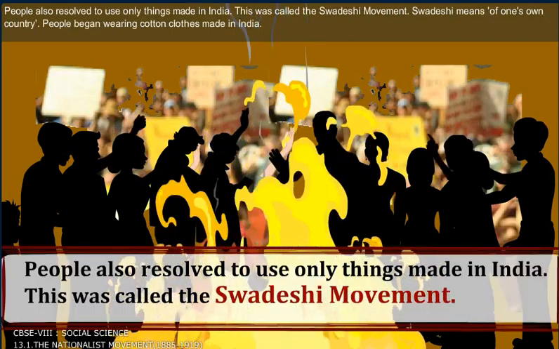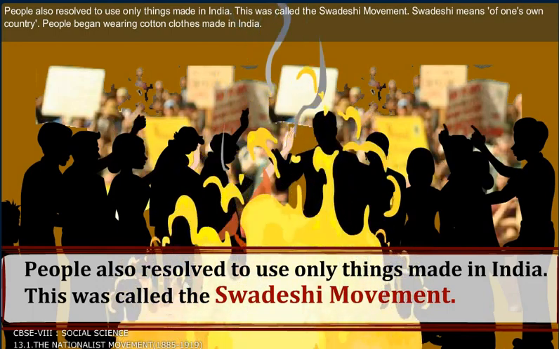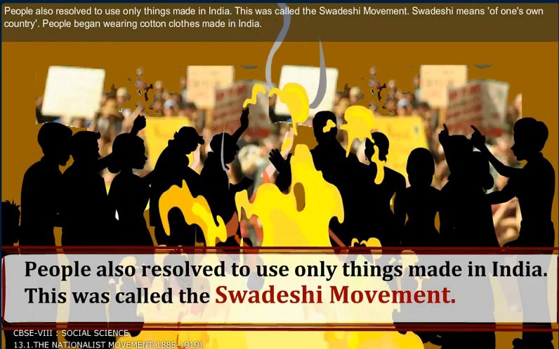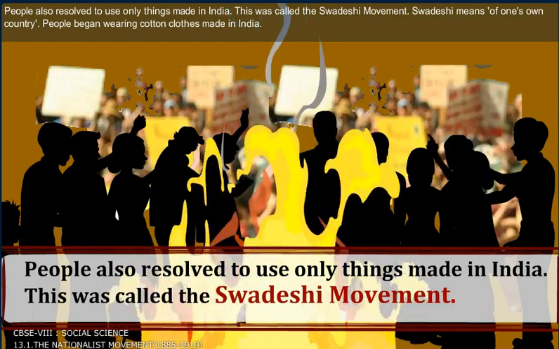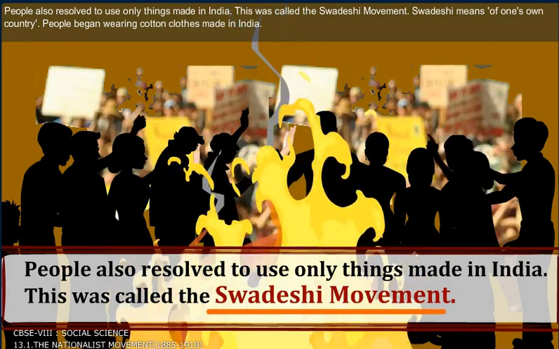People also resolved to use only things made in India. This was called the Swadeshi movement. Swadeshi means of one's own country. People began wearing cotton clothes made in India.